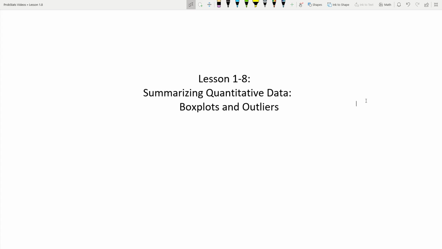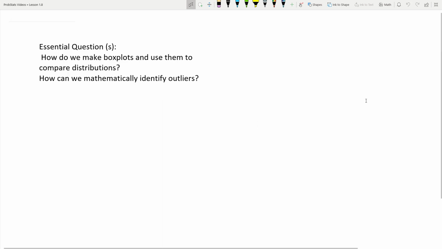All right, welcome to this lesson on lesson 1-8, summarizing quantitative data. We'll be talking about box plots and outliers. So the essential question we want to address today is how do we make box plots and how do we use them to compare distributions? How can we mathematically identify outliers?